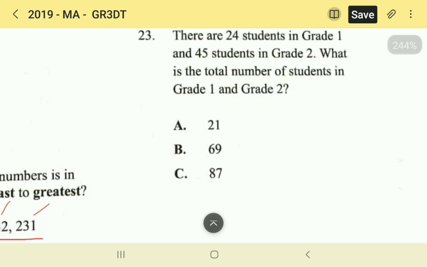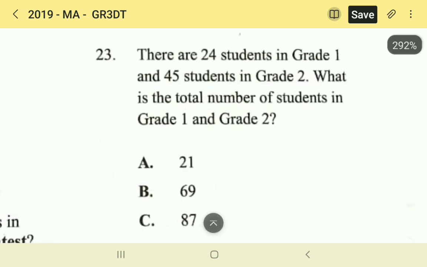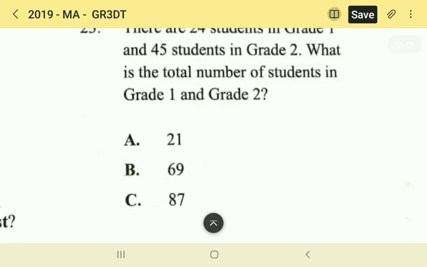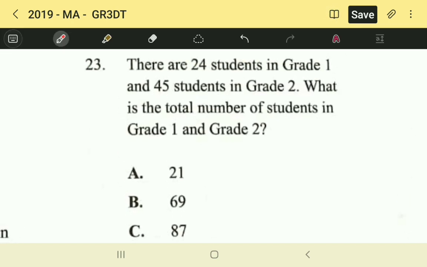Alright, 23. There are 24 students in grade 1. This is a repeat. And 45 students in grade 2. What is the total number? This one is also a repeat item, meaning it come back again. Alright, that's what we mean by repeat, meaning some year ago, they have it on some of the papers we've gone through, and here it is again on the 2019 paper, a repeat.